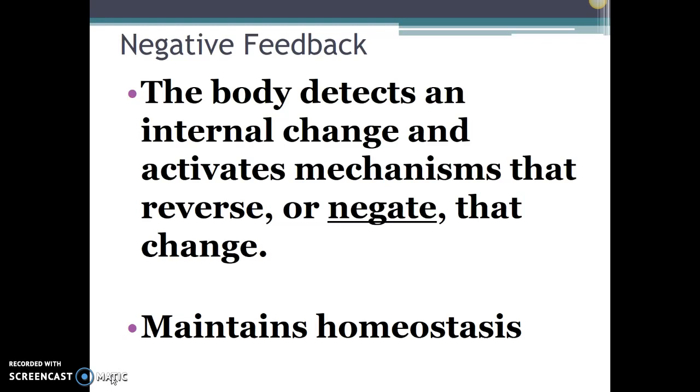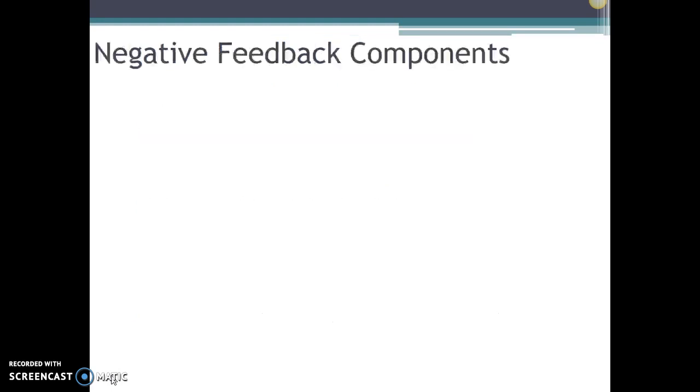So when you're getting too hot, your body wants to bring that temperature back down to set point. So it negates that change from 98.5 degrees. Negative feedback is a good thing.